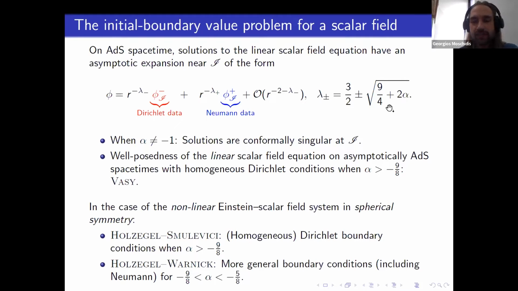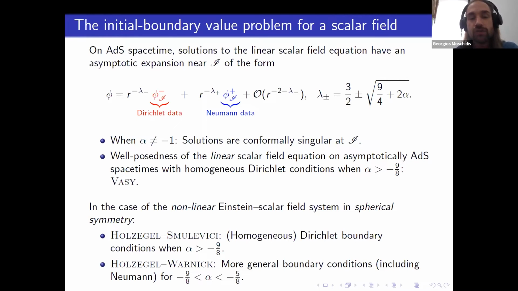And you already see here that alpha equal to -9/8 is a critical parameter. This is the Breitenlohner-Freedman bound. And we're going to consider only the case when alpha is bigger than -9/8. Below that case, we cannot prove well-posedness of the initial boundary value problem using energy methods.